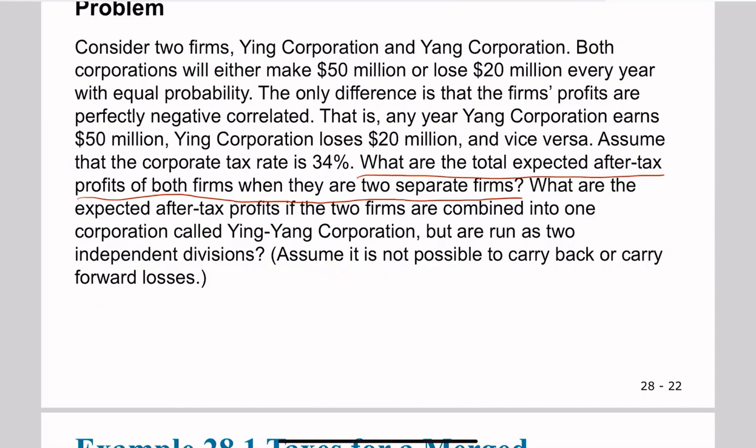This is some simple calculation because you can see that we have two cases, right? Either $50 million or minus $20 million, and we have equal probability. And what you can see here is if the firm's profit is $50 million, then it has to pay this corporate tax, right? So times 1 minus 34%.